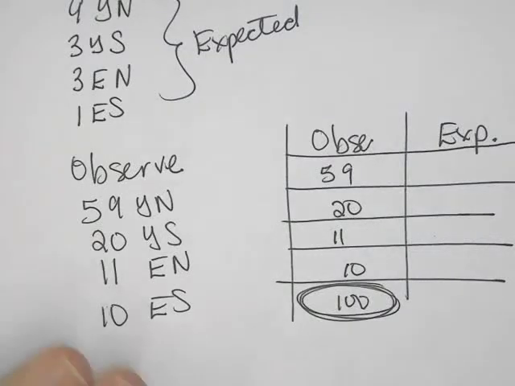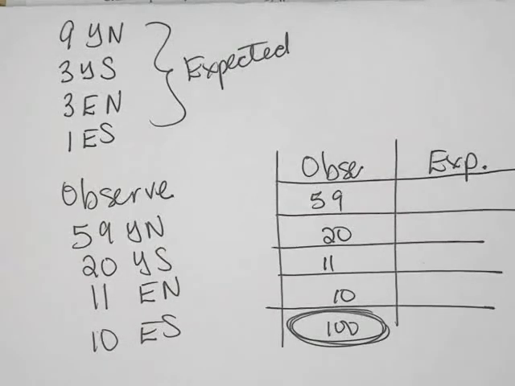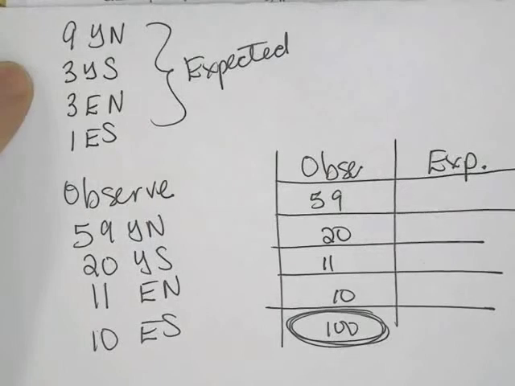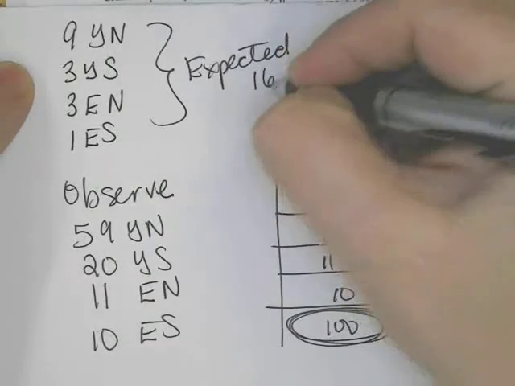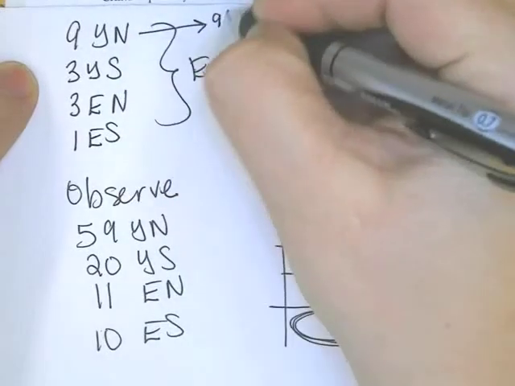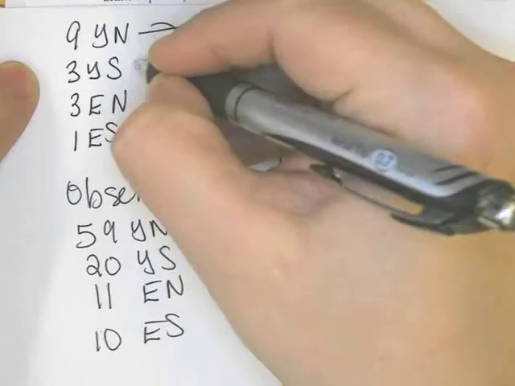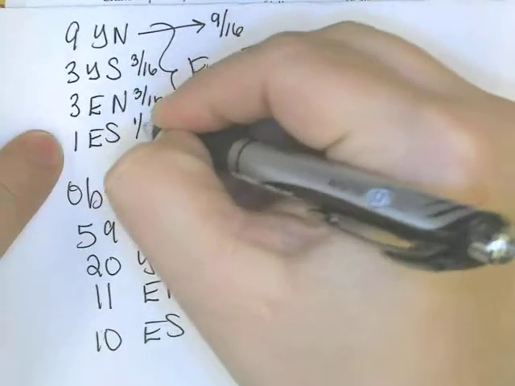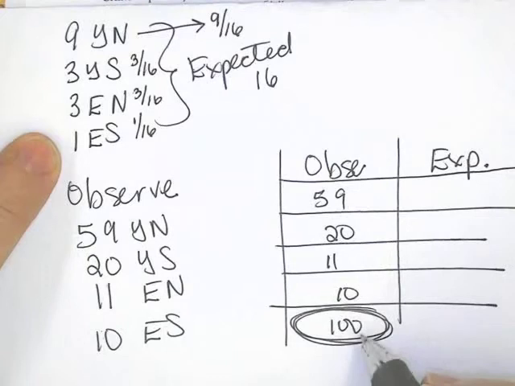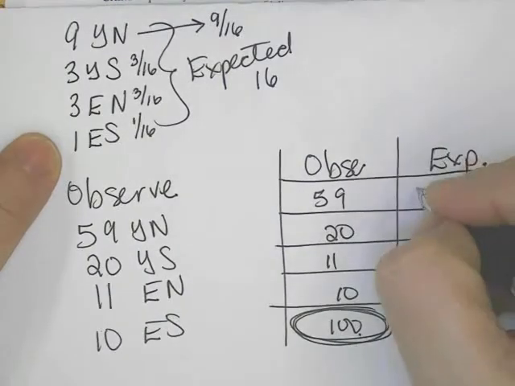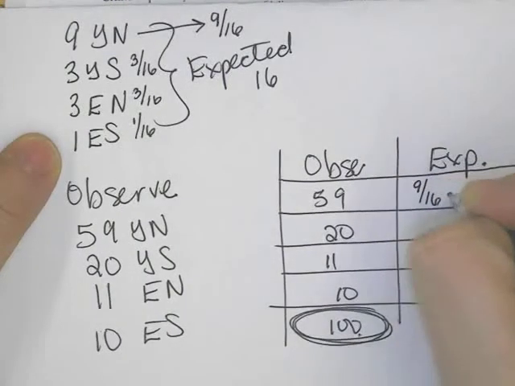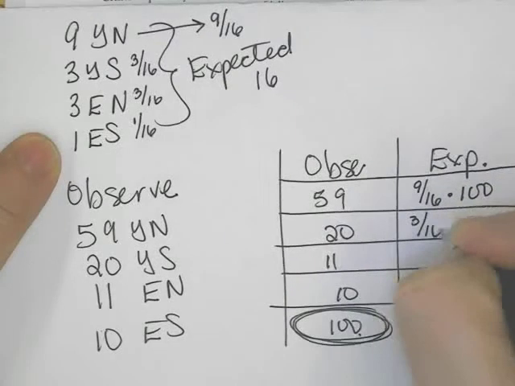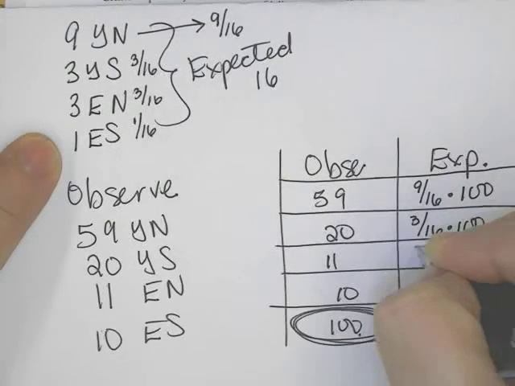And so in order to run a fit test, we have to figure out the expected. Now, one thing that you have to realize is that these numbers were out of a total of 16. And so the yellow normal wings is 9 out of 16. The yellow short wings is 3 out of 16, 3 out of 16, and 1 out of 16. So if I know I have 100 of them, then to find the expected, I'm going to do 9 over 16 times 100, 3 over 16 times 100. And you could do this by hand, or you can let your calculator do it either way.